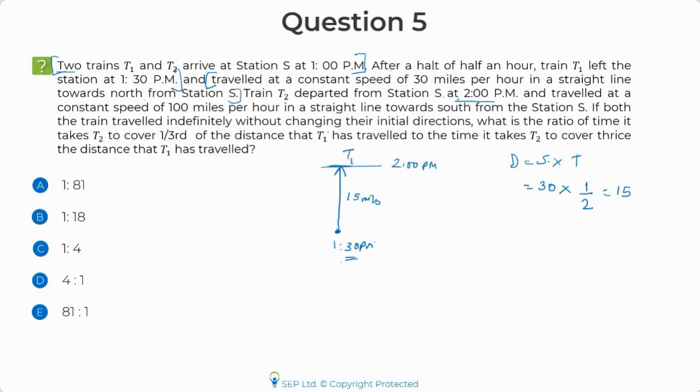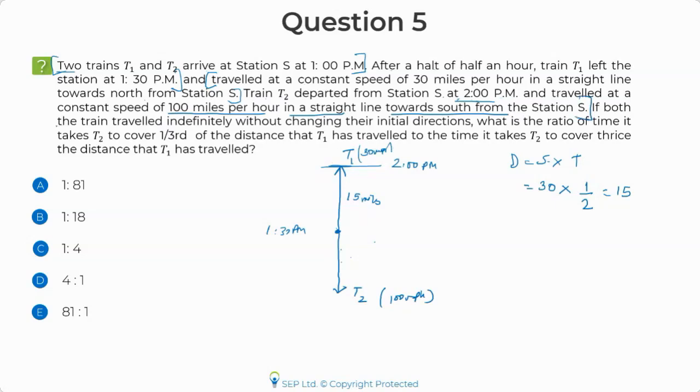Now, it departed at 2 p.m. and traveled at a constant speed of 100 miles per hour in a straight line towards south from station S. So now the visualization is pretty clear. At 1:30 p.m., one of them, train T2, started and it started moving in this direction. So at 1:30 p.m., whatever is the situation, I have it in front of me. T2 is moving and the speed of T2 is 100 mph. The speed of this is 30 mph. All the information in the diagram is there with me till here.